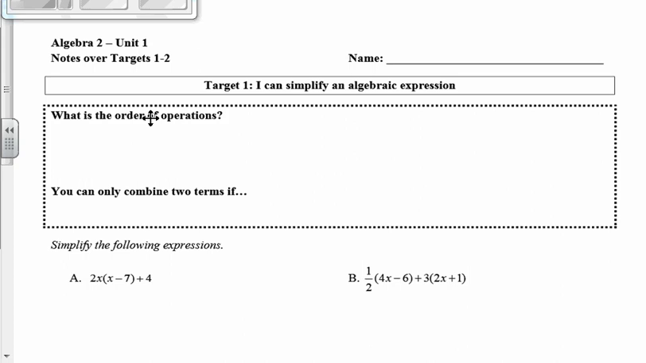Today we're taking notes over targets 1 and 2. They're two very basic algebraic skills that you'll need to have for the rest of the school year, so they're super important. Starting with target 1, notice that the target says that I can simplify an algebraic expression. So we don't have any equal signs in these problems.